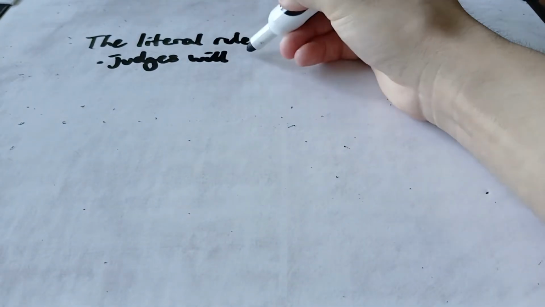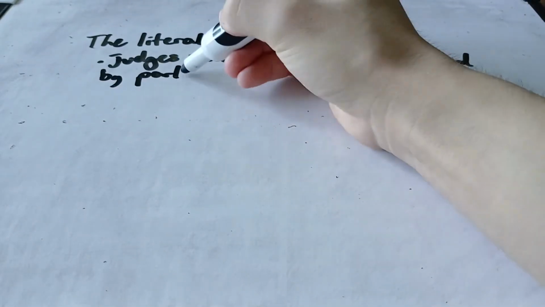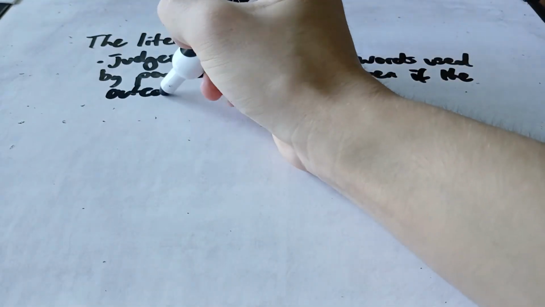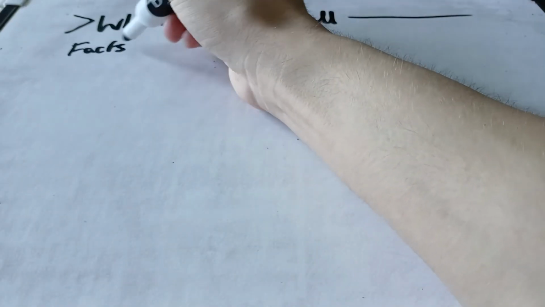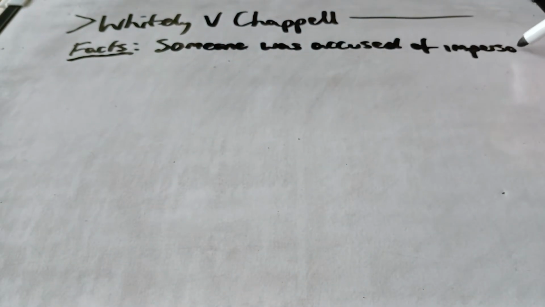The literal rule is one of 4 methods that judges can use to interpret a statute. According to the literal rule, judges will follow the words used by Parliament exactly, even if the outcome could be unfair. The first case we're going to look at where the literal rule was used is Whiteley versus Chappell.